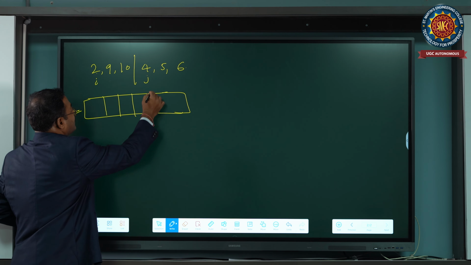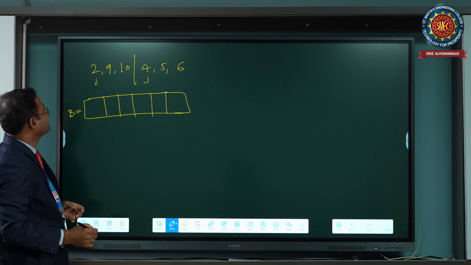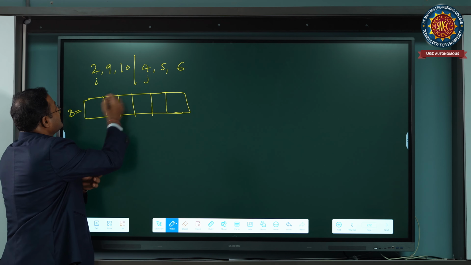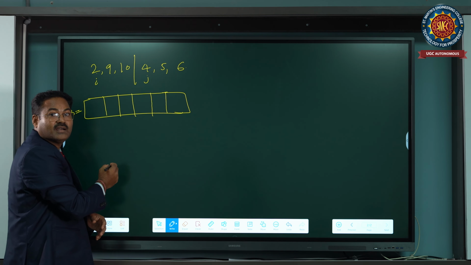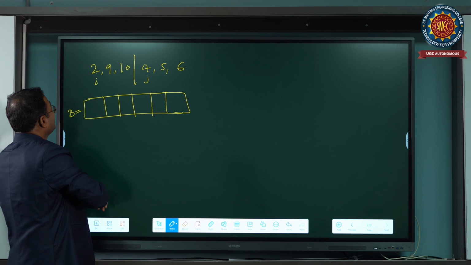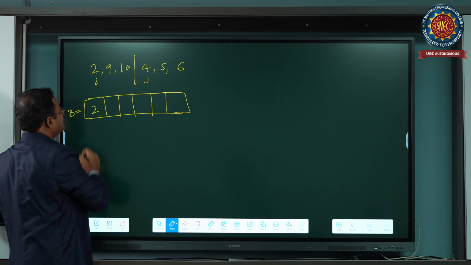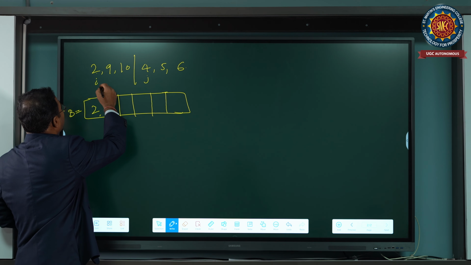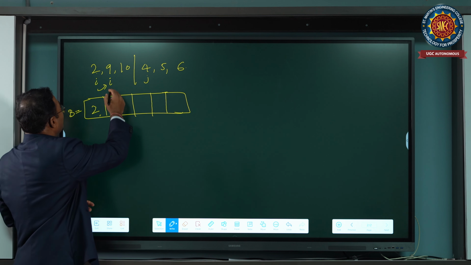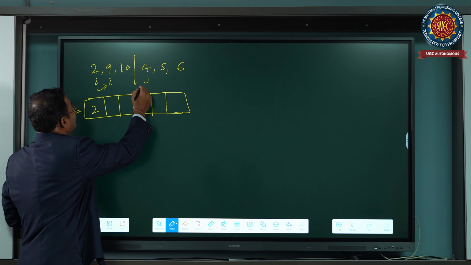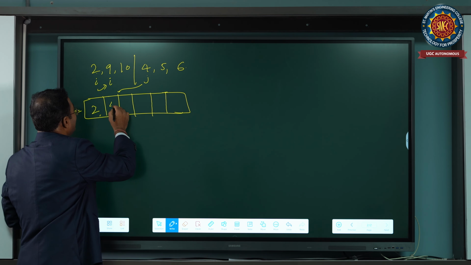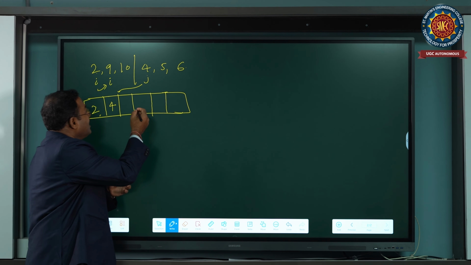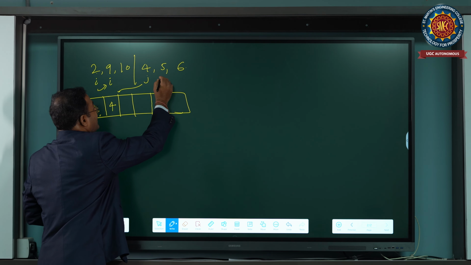1, 2, 3, 4, 5, 6: 6 elements are there. Compare i and j. Which is the smaller one? 2 is the smaller one, right? Copy 2 into the auxiliary array. Then increase the ith position. Now i becomes 9. Compare 9 and 4. Which is the smaller one? 4 is the smaller one. Copy it, and for whichever element we copy, increase that element's position.